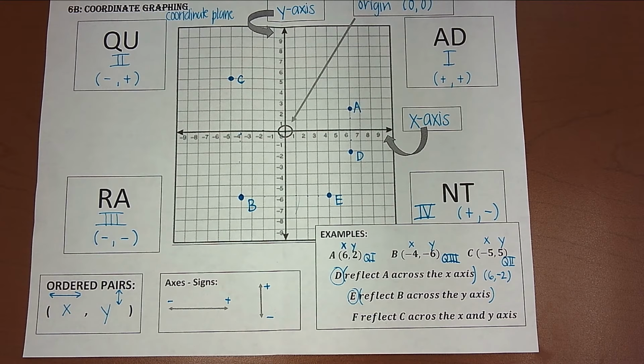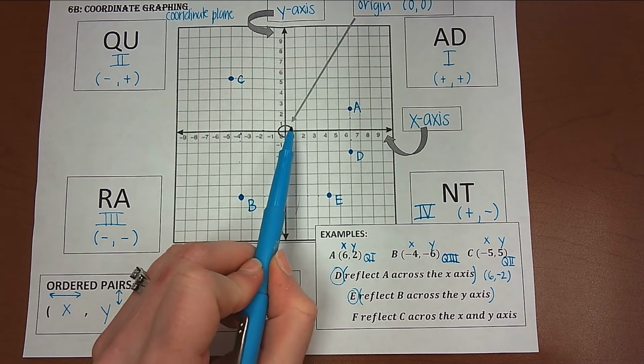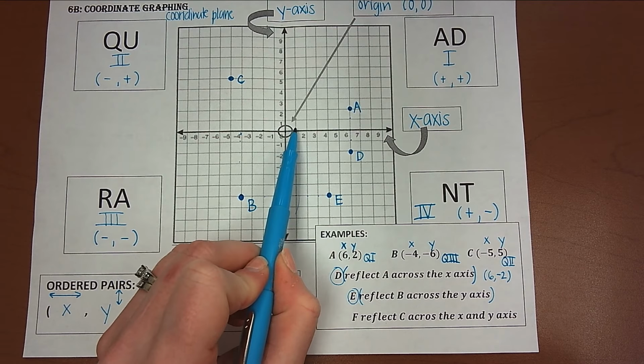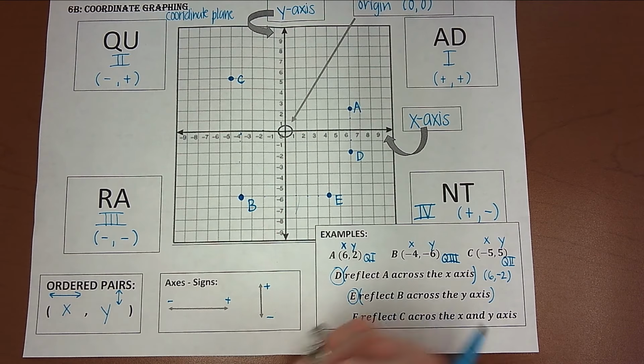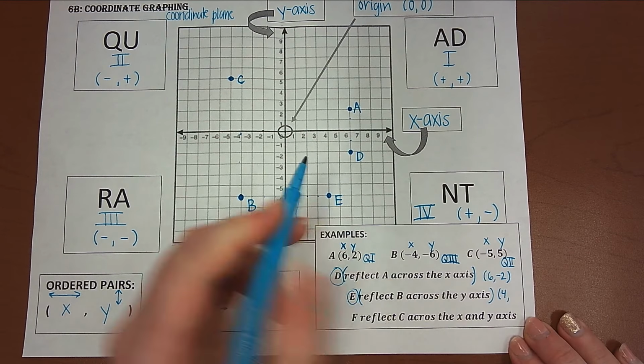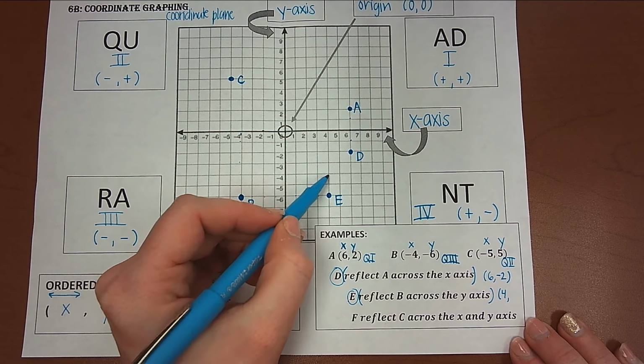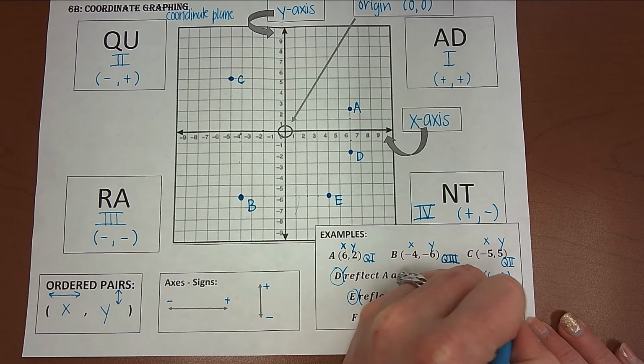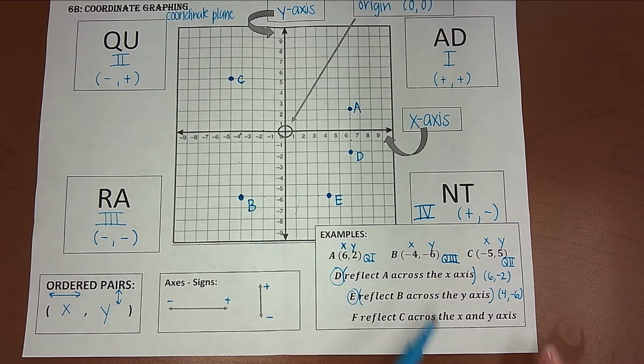And if I asked you to give me the ordered pair for letter E, we would say the x value is 1, 2, 3, positive 4. The y value is 1, 2, 3, 4, 5, 6, negative 6. And again, you'll see that when we reflect across the y-axis, our y value, negative 6, stayed the same. Our x values became opposites of one another, negative 4 and positive 4.